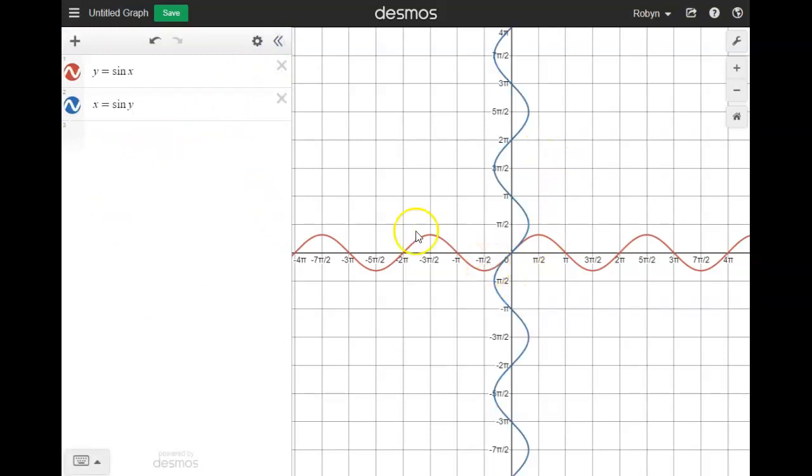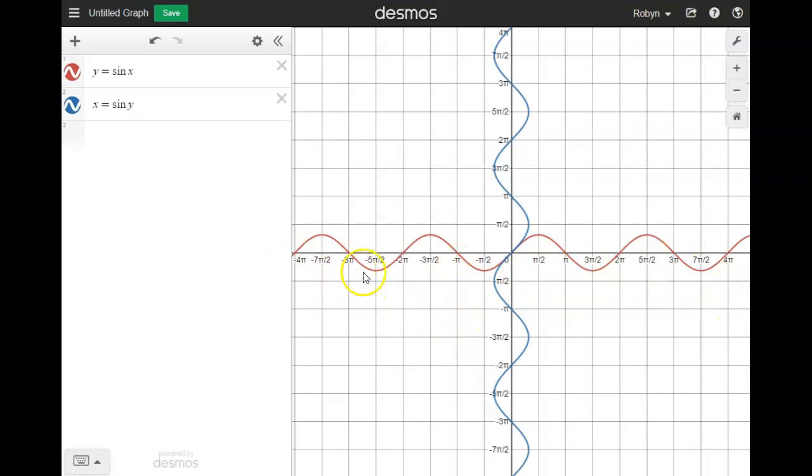Okay, and now I can see that my sine curve here in red is going along the x-axis from its range of -1 to 1. Switching the x and the y creates this vertical sine wave, and it's hugging the y-axis, and its domain is -1 to 1 inclusive, and its range is all real numbers. So you can see how switching the x and y switched the domain and range.